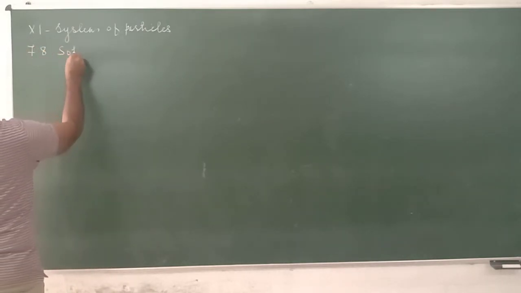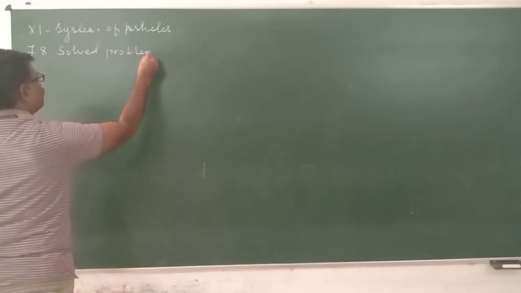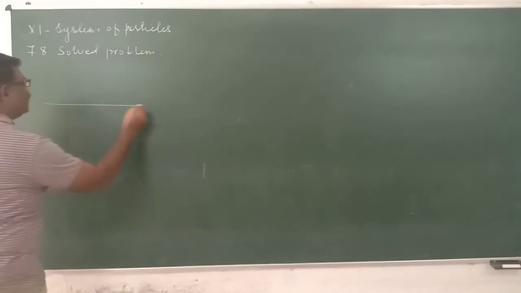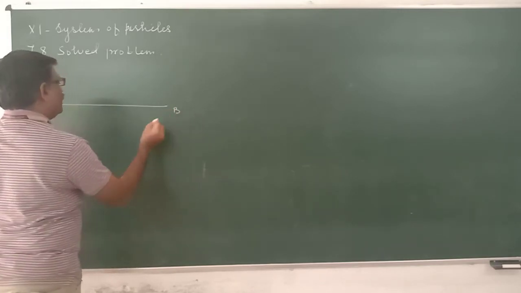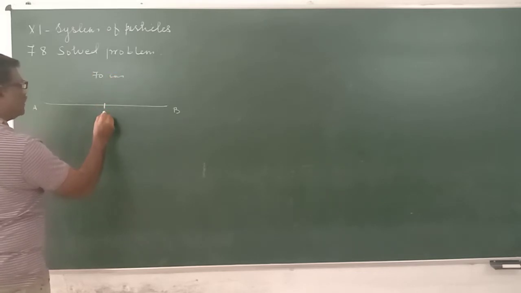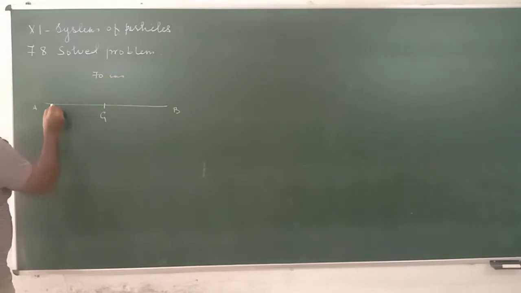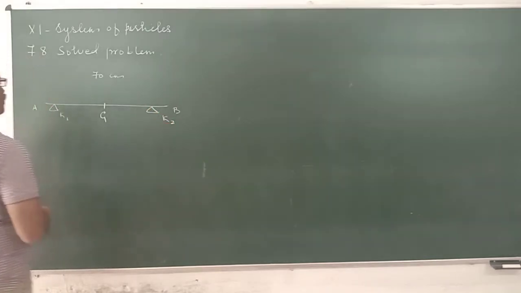7.8 solved problem. This is the bar, with ends A and B. It is 70 centimeter long. Its center we are taking as G. This is one knife edge K1. This is another supporting edge, K2.